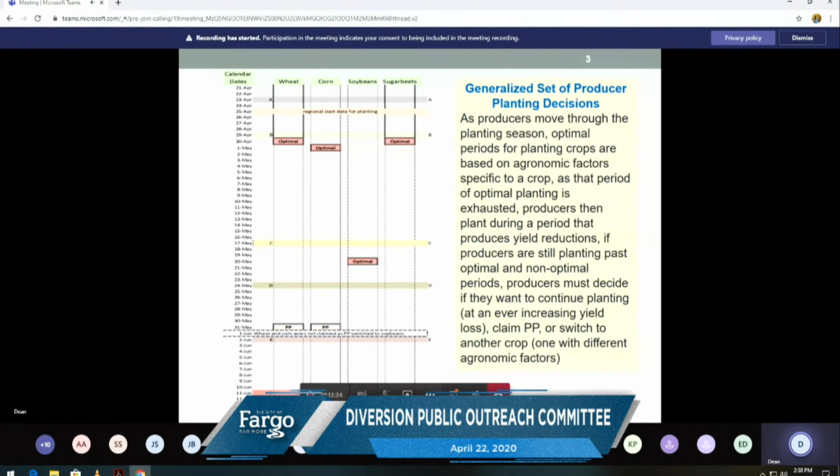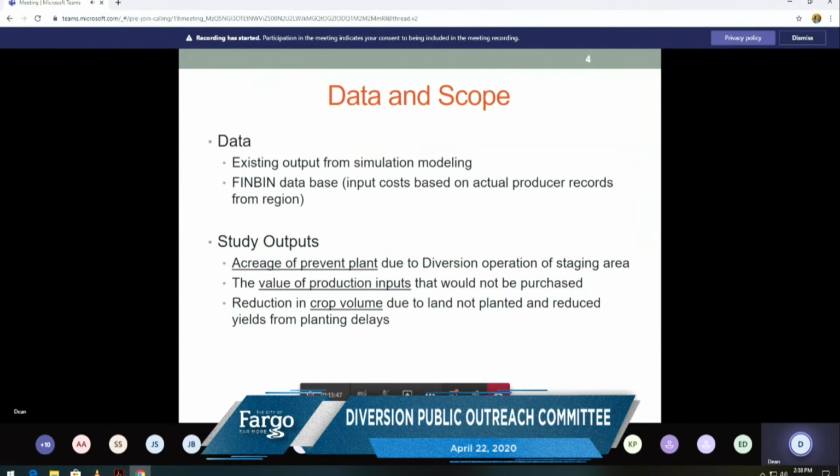So we don't have a distribution around all kinds of what-ifs with producer decisions. We're forcing all of the decisions on PP and switching crops to follow the same set of guidelines. So just a little backdrop on where we're coming from with what we pulled together for this study.